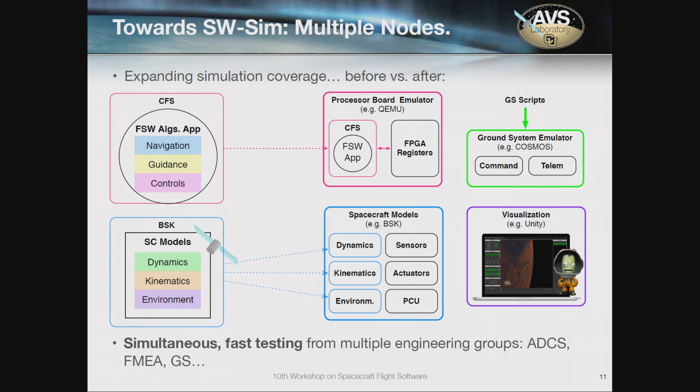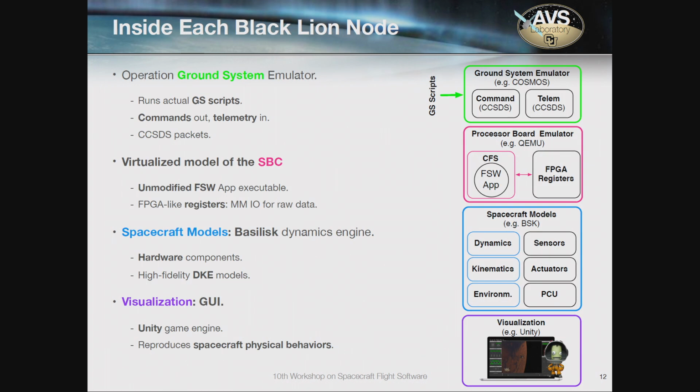Now we have decided to move one step forward and expand the simulation coverage into multiple nodes or multiple mission components, in order to allow simultaneous fast testing from multiple engineering groups. Not only the ADCS folks, but also the ground system group who want to test their ground scripts, or the fault management team who like to throw some corruption to the sensor and actuator models and also to corrupt the flight software packet. With this purpose of simulating multiple mission components is where the idea of a soft sim begins. Now I would like to provide slightly more insight on the specific components that we are particularly interested in integrating in our soft sim.